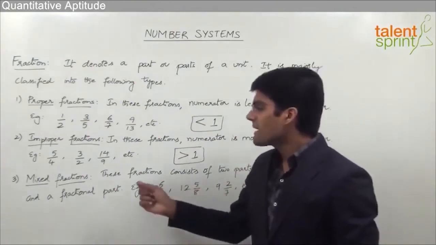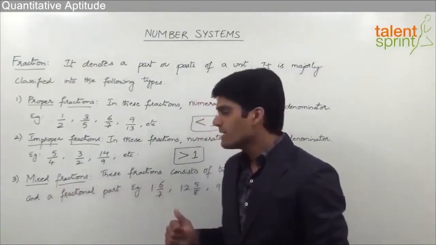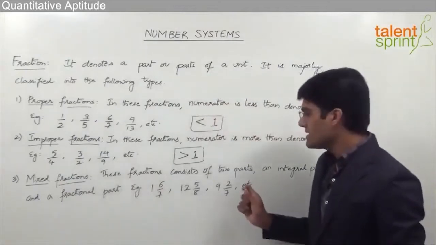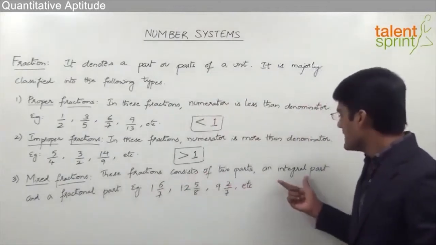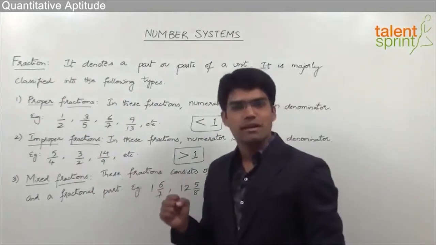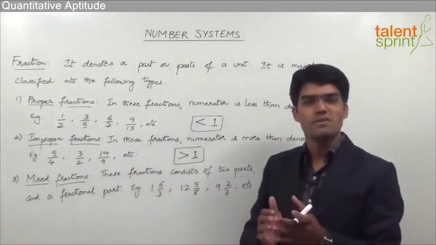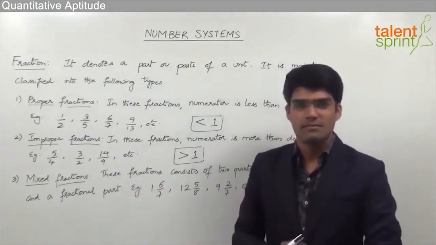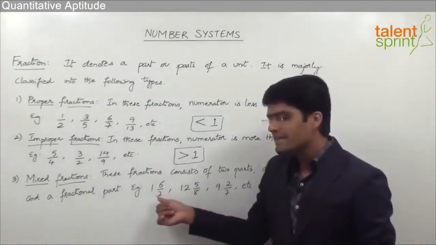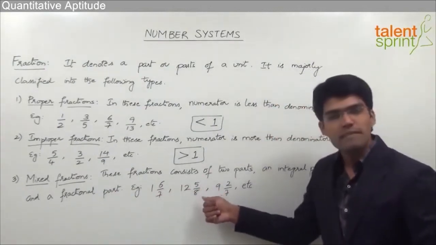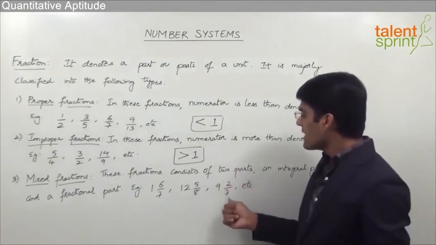The third and the last fraction here we have is mixed fractions. Now mixed fractions are those fractions which consist of two parts, an integral part and a fractional part. So a mixed fraction is a combination of an integer as well as a fraction. Some examples here are 1 6 by 7, 12 5 by 8, 9 2 by 7, etc.